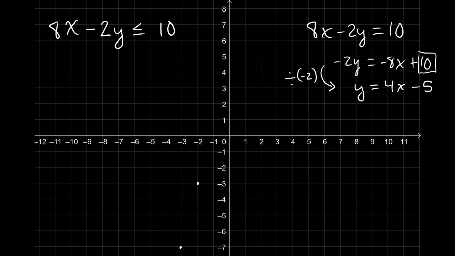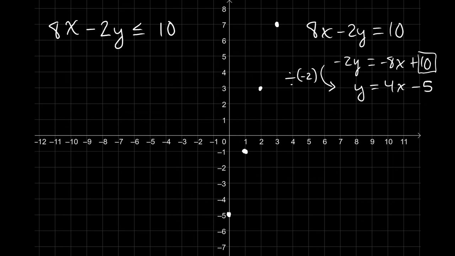Same slope pattern, but now I'm living way down here with a y-intercept at negative 5. And then I am going up 4, 1, 2, 3, 4 over 1. Up 1, 2, 3, 4 over 1.